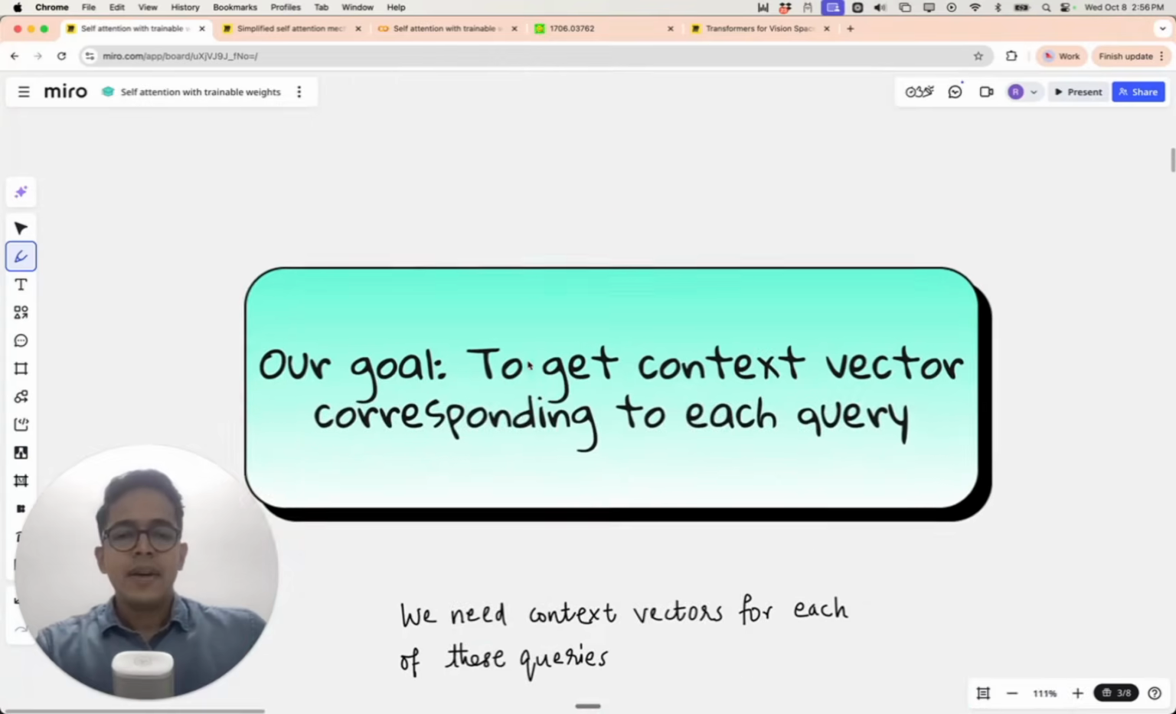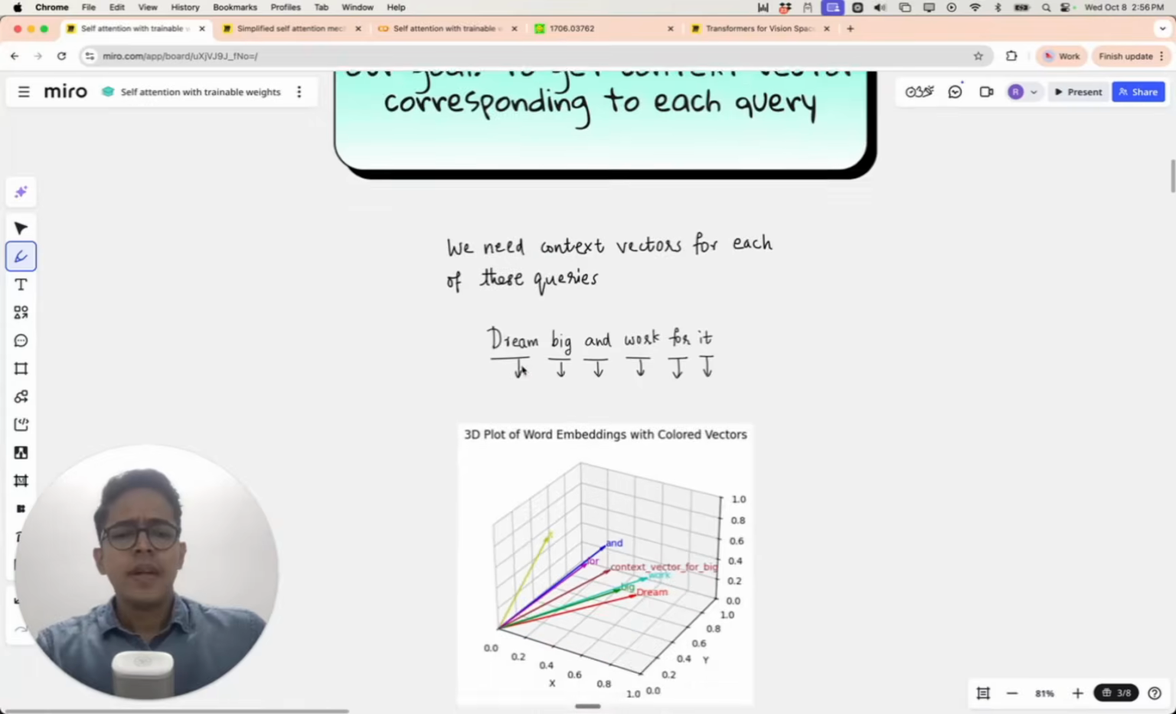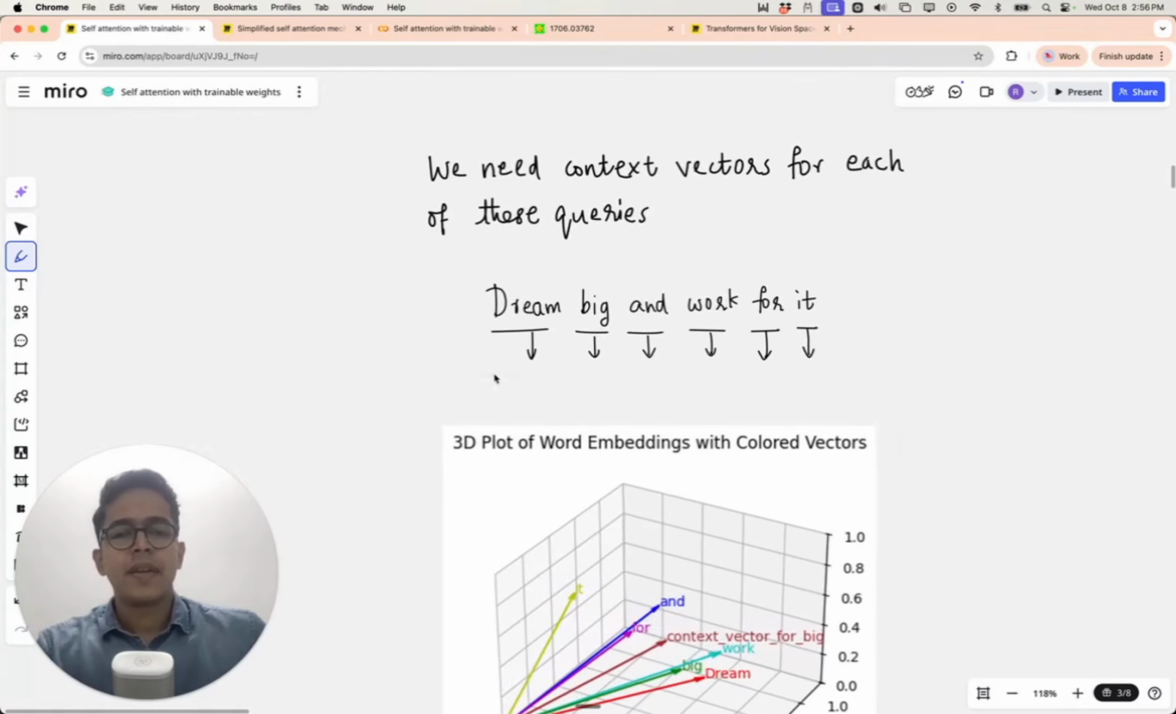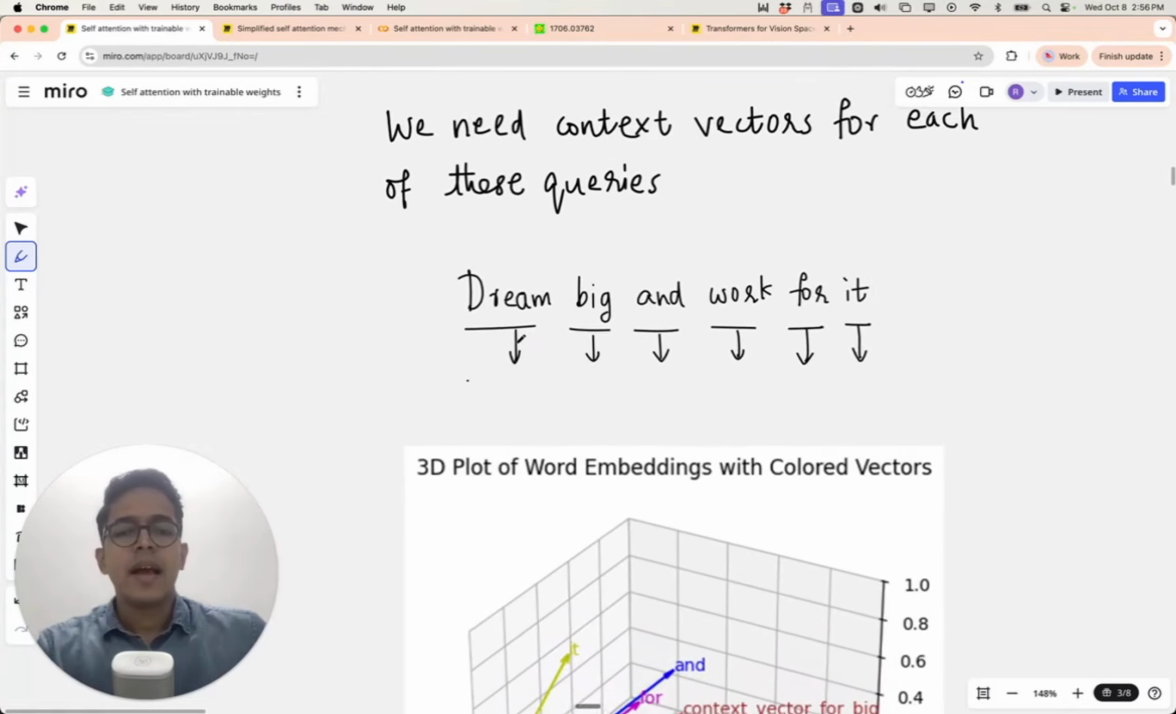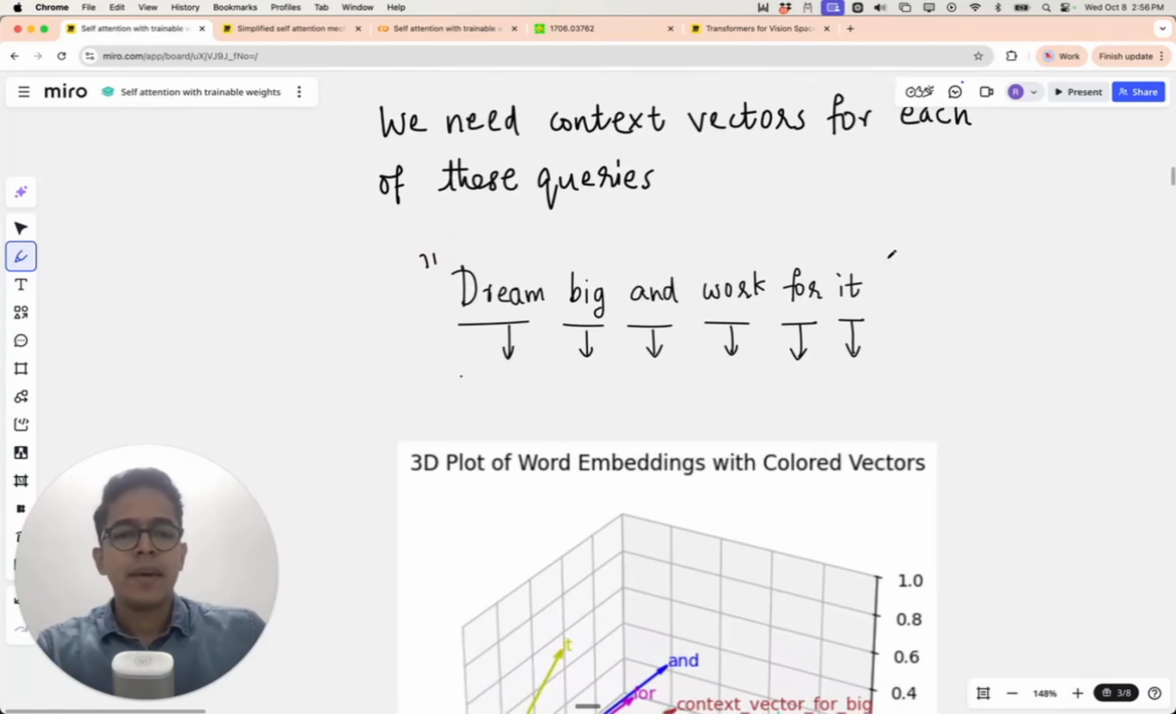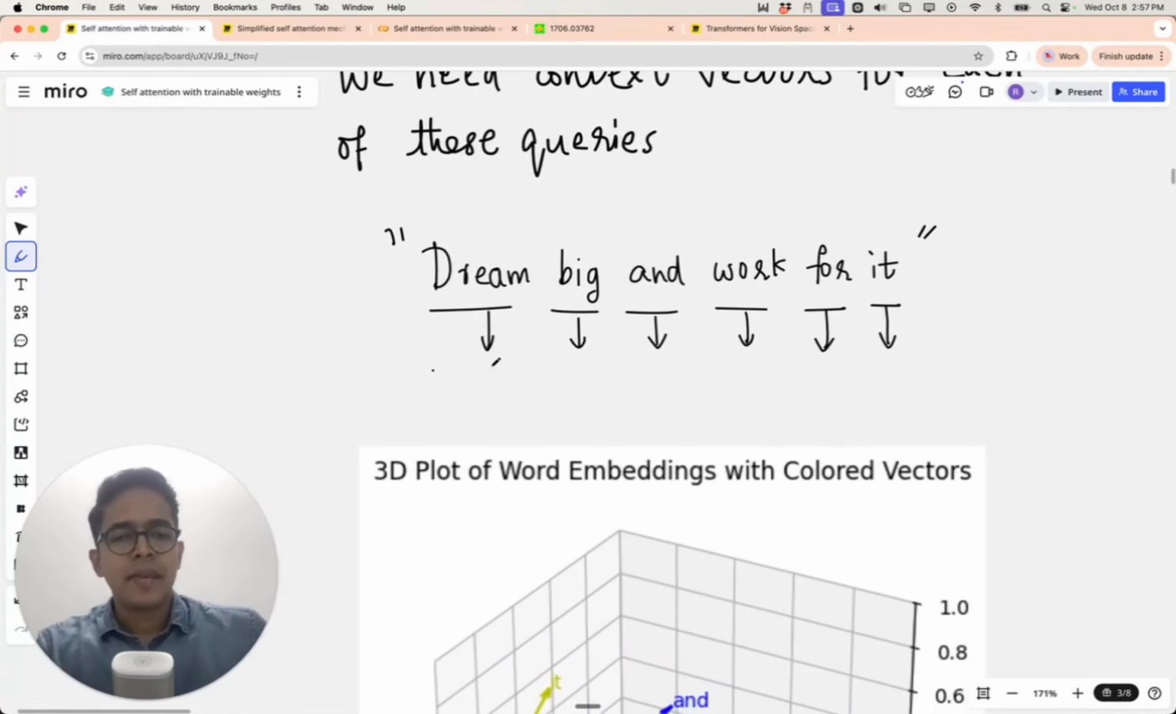Now, in self-attention, however, what we were trying to do was something different. We had one input sequence, and let's say this is our input sequence, dream big and work for it. We wanted to construct context vectors corresponding to every token in the input sequence. For simplicity, we are now thinking that each token is one word, although in reality, in models like GPT, it uses byte pair encoding. So one word is not necessarily one token. There could be characters and subwords.